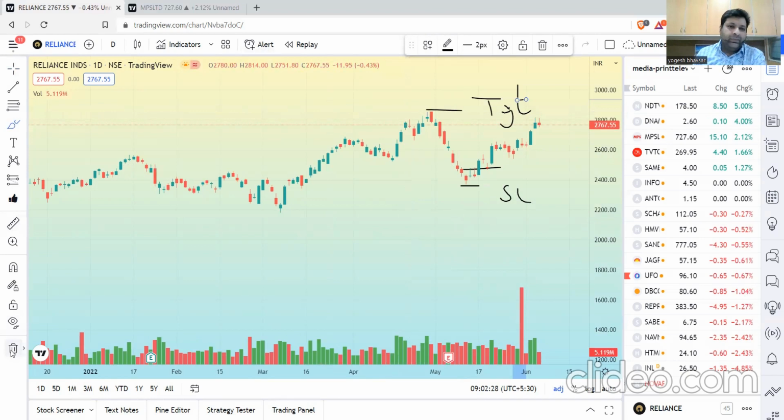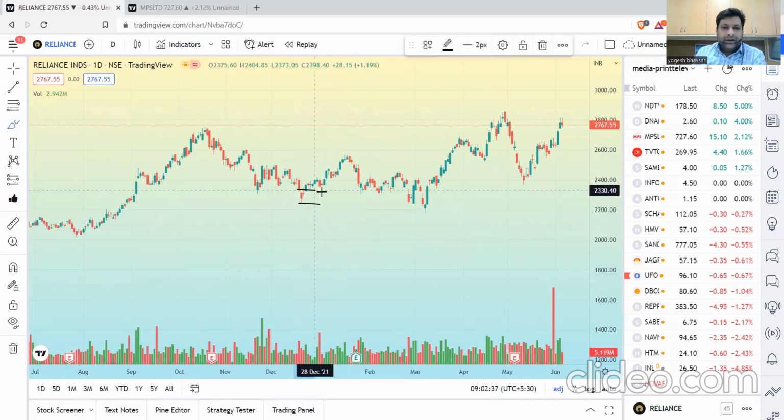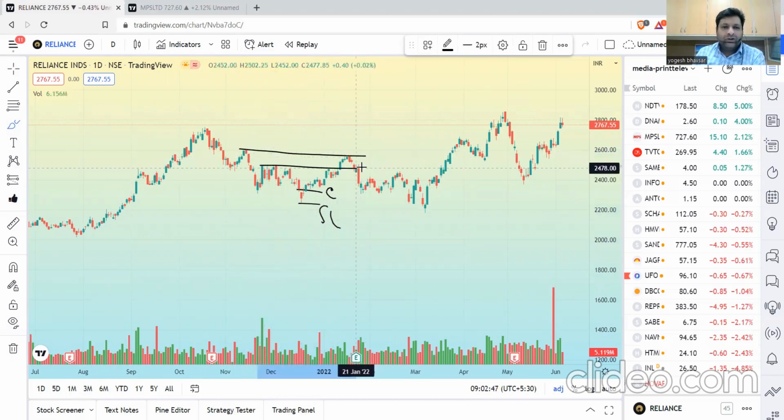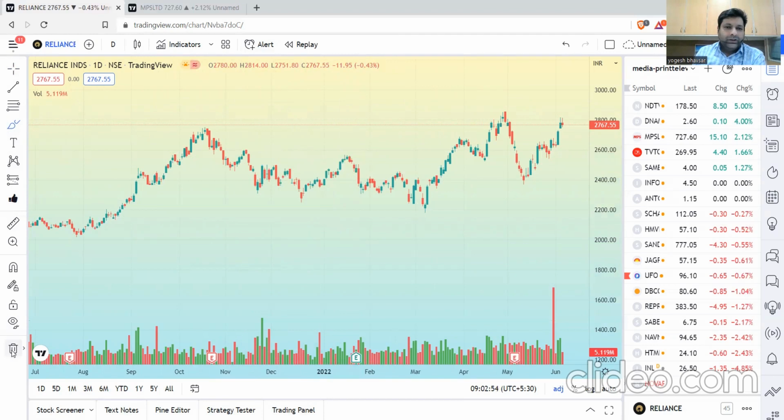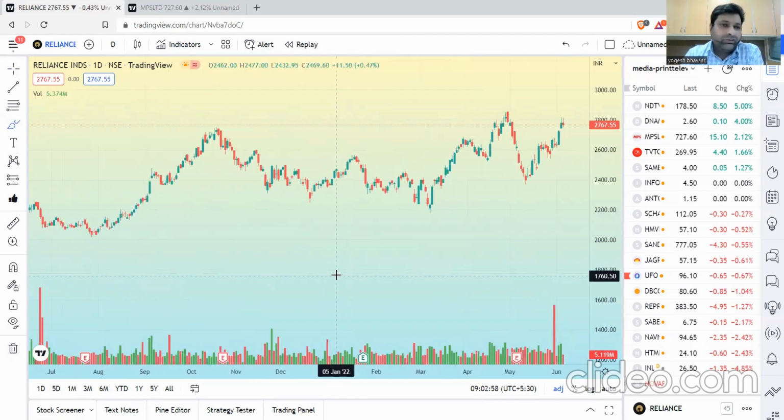Now, the other example is, consider you have taken a trade somewhere here, correct? This is your entry and this is your stop loss. So where is your target? Your target can be here, this swing high, or this small swing high, which has been achieved both the times, correct? So this is one way of taking a stop loss.